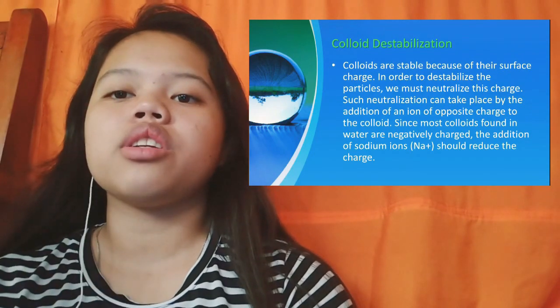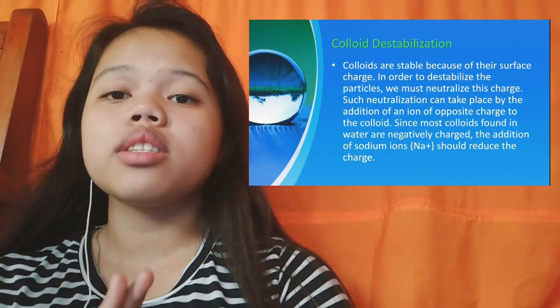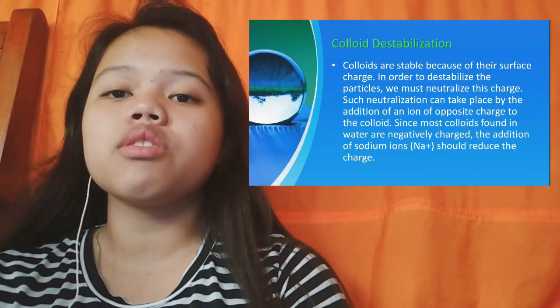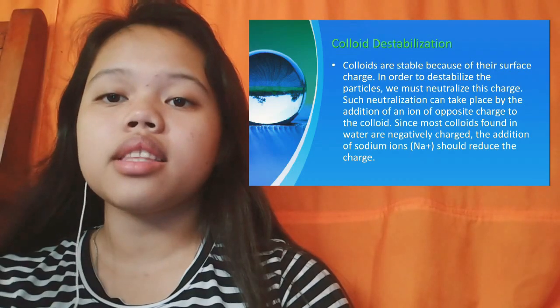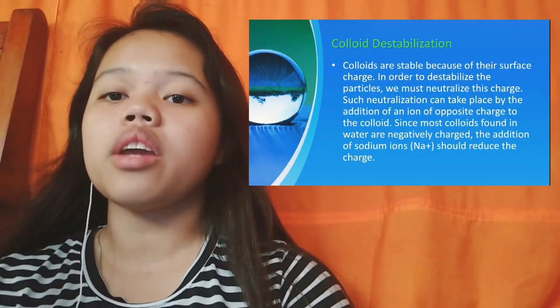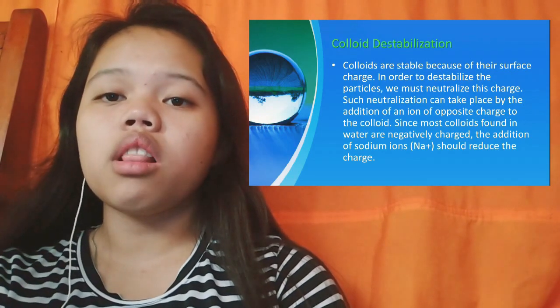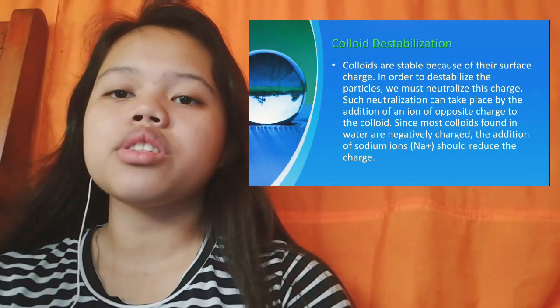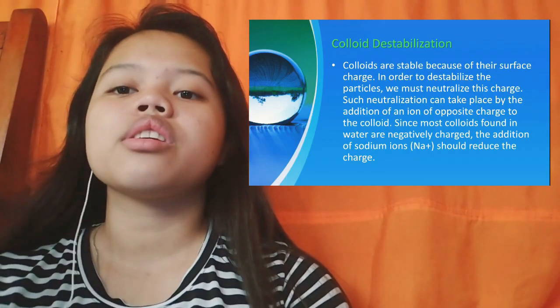Colloid destabilization. Colloids are stable because of their surface charge. In order to destabilize the particles, we must neutralize this charge. Such neutralization can take place by the addition of an ion of opposite charge to the colloid. Since most colloids found in water are negatively charged, the addition of sodium ions should reduce the charge.